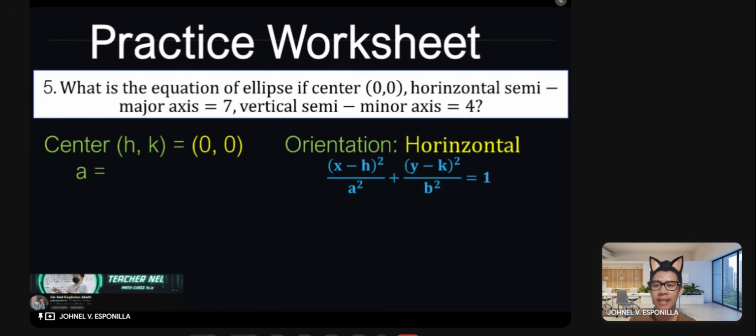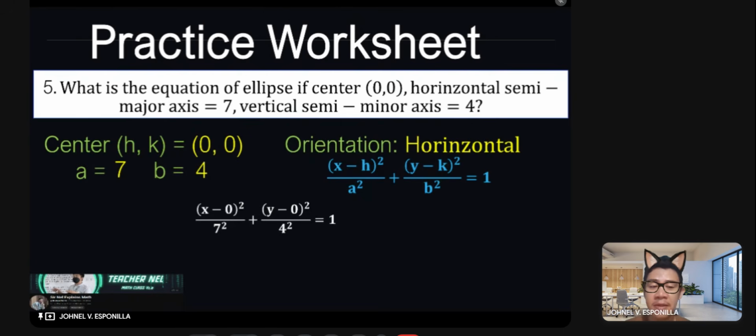So ano yung A natin? The A is 7. And your B is equal to 4, semi-minor. Okay, then substitution to get this. So x minus 0 is x. Then 7 squared ay 49. Then y minus 0 is y. 4 squared is 16. And this is the formula for number 5.